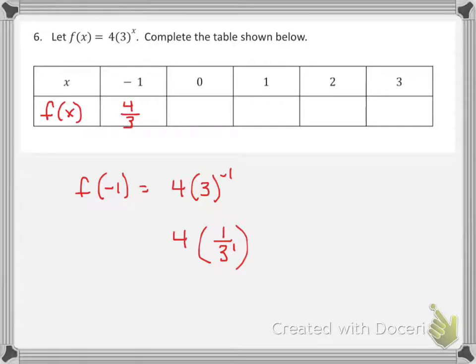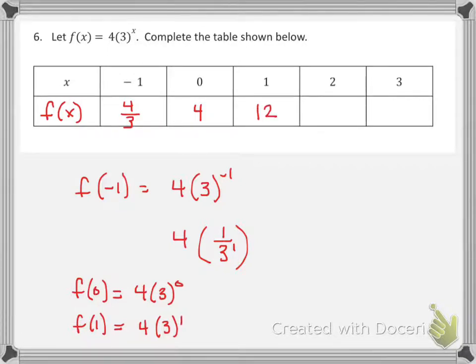And then we're just going to keep plugging in different values of x into our function. So f of 0 is equal to 4 times 3 to the 0 power. And 3 to the 0 power is 1. 1 times 4 is 4. Okay, let's put a 1 in there. F of 1 is equal to 4 times 3 to the first power. That's 3. And 3 times 4 is 12.